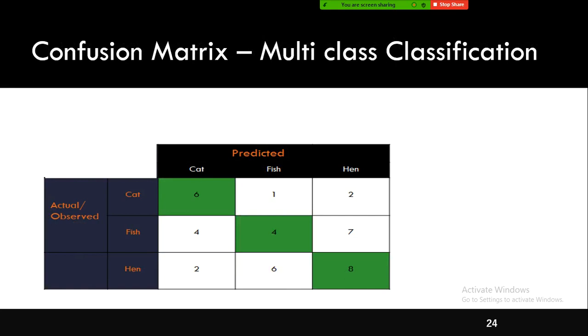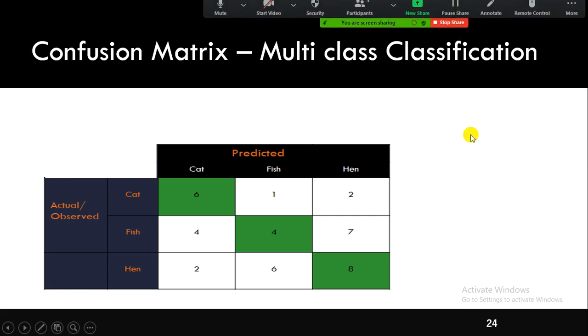The next one is multi-class classification. So far we discussed the confusion matrix for binary classification. What if I have more than two classes in my target variable or dependent variable? When you fit the model, if you have more than two classes in your target variable, we call that multi-class. If you want to classify the observations, we use multi-class classification algorithms. Even using logistic regression, we can solve multi-class classification.